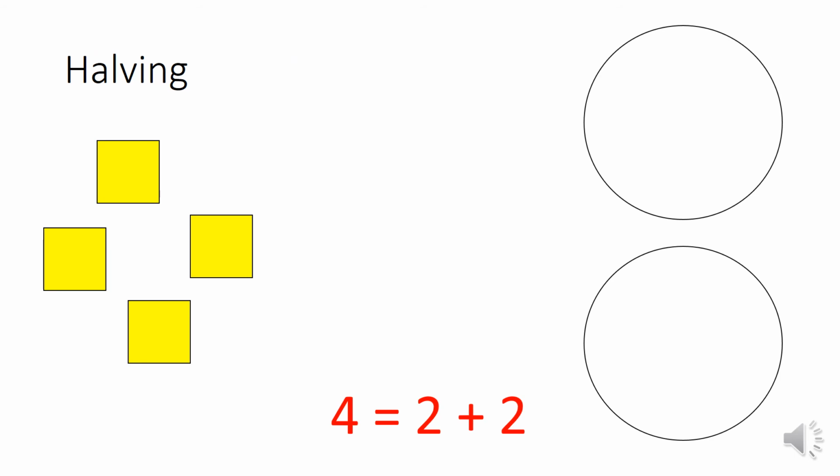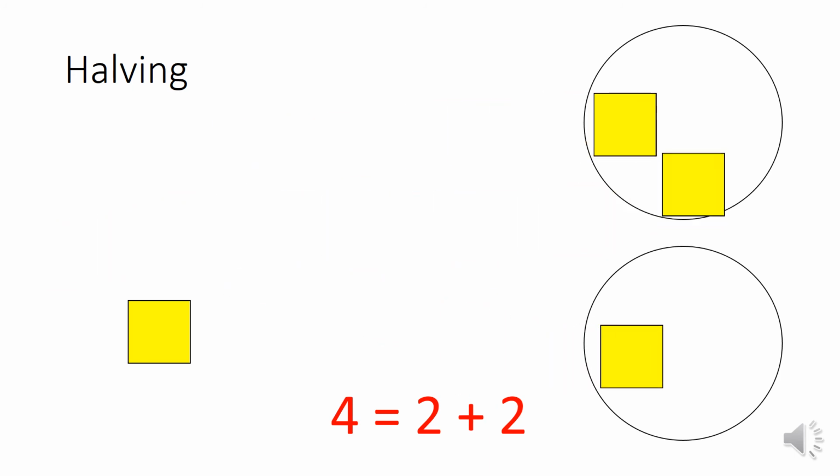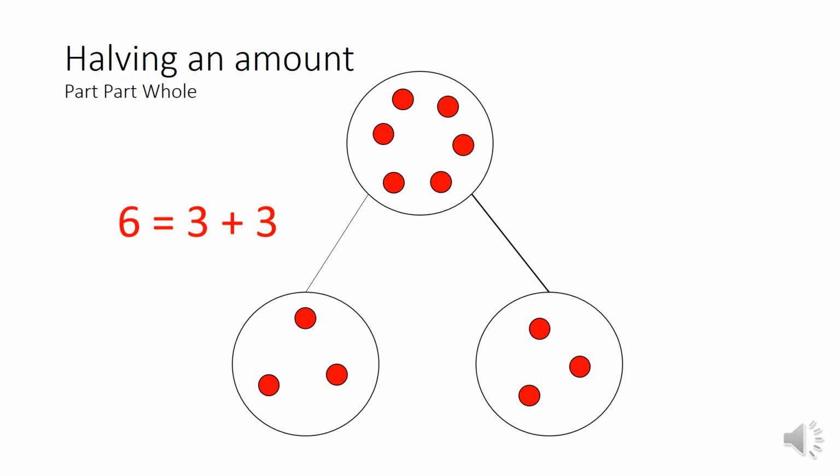So if we look at our example with our 4 squares, and when we move them into the groups equally, our addition calculation here at the bottom would be 4 equals 2 add the second group of 2. And if we look at the addition calculation for our part whole, we'd start with this number at the top, so our 6, and it equals these two bottom groups, so 3 add 3.